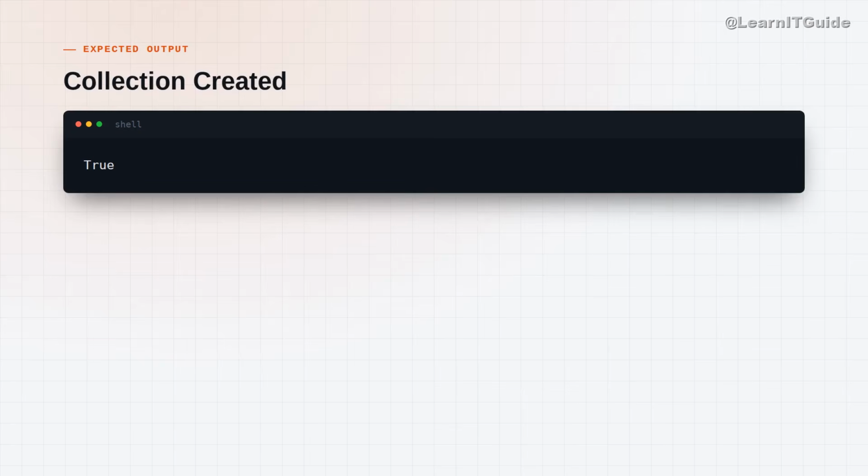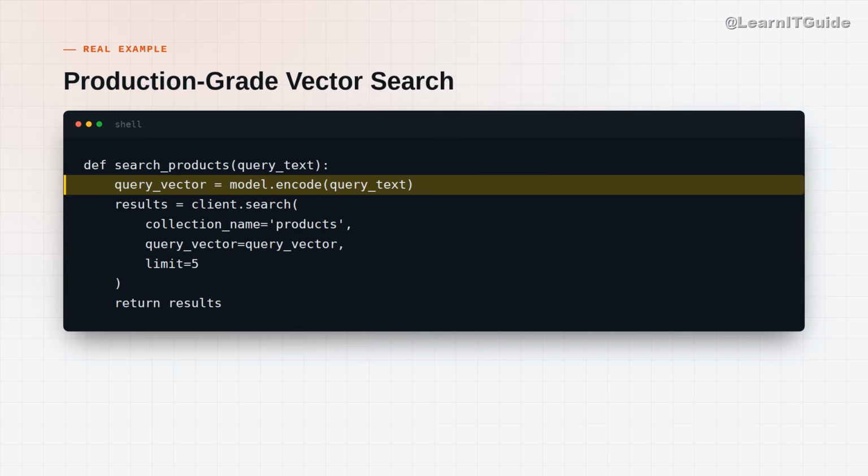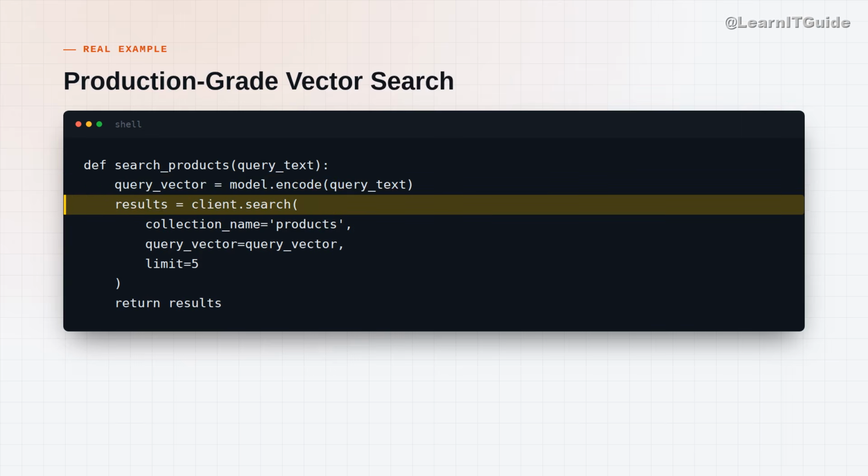Now you are ready to start inserting your product data. This is exactly how you would set up a new index for a fresh project. In a production environment, you don't just query the database. You wrap it in a function that handles the embedding process first. Line 2 converts the human text into a vector using your model. Line 3 queries the database for the 5 closest results. This pattern ensures your search remains fast and accurate under load.